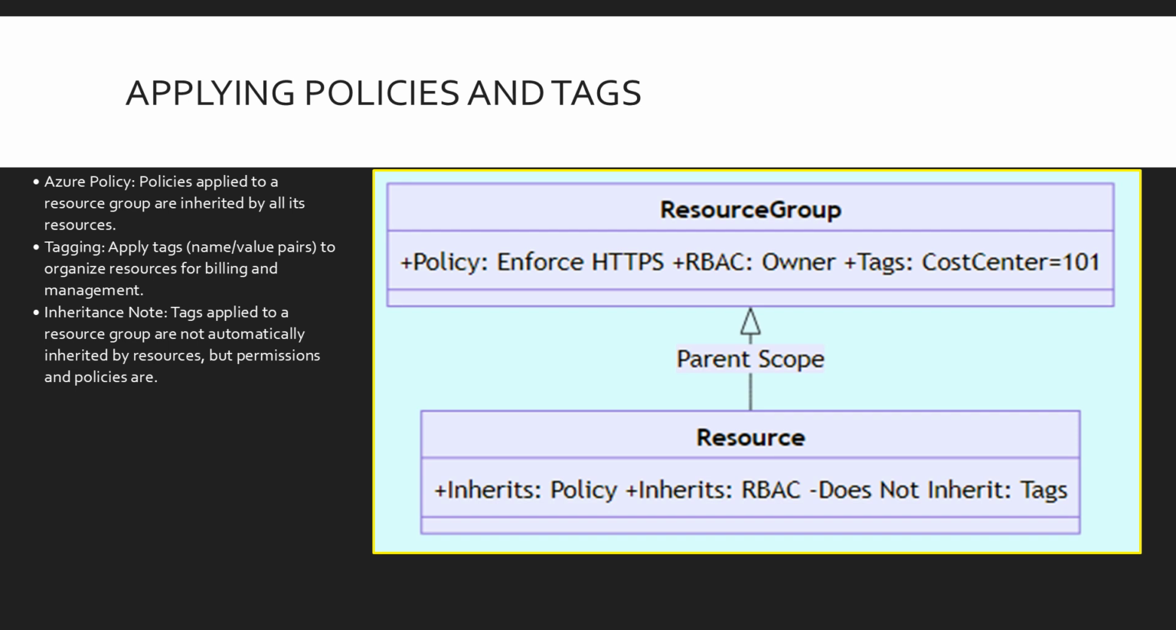This class diagram compares attributes. The resource group class has policy, RBAC, and tags defined. The arrow points to the resource class, which shows it inherits policy and inherits RBAC from the parent. However, it explicitly notes does not inherit tags. This highlights the specific behavior of the hierarchy regarding different governance metadata.